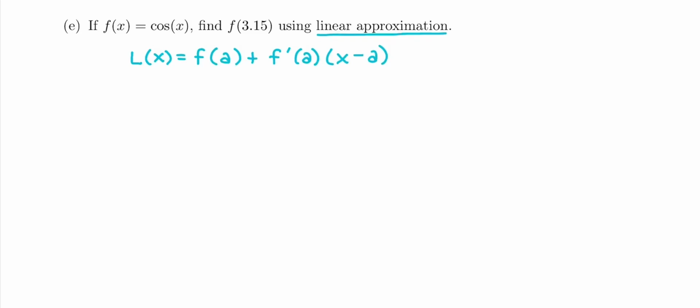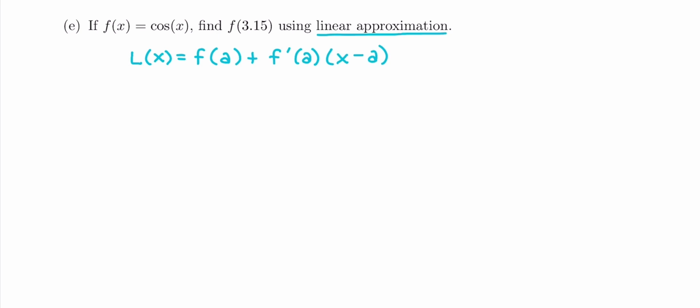Let's use linear approximation to evaluate, for the function cosine of x, cosine of 3.15. So we're going to use that linear approximation formula, definitely a formula to know: f of a plus f prime of a times x minus a.